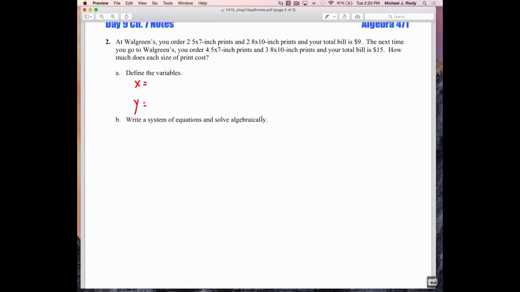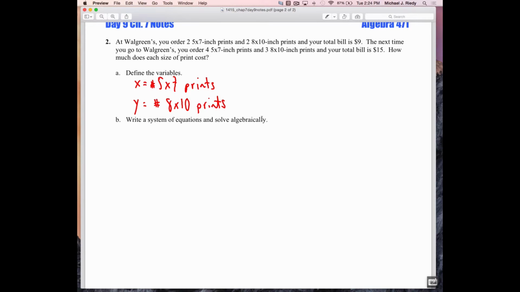What are we buying? Pictures, or what kind of prints? 5x7-inch, 8x10-inch. Beautiful. So what do you want X to represent? 5x7 or 8x10? 5x7. X is the number of 5x7 prints, and therefore Y would equal the number of 8x10 prints. Okay, that's the easy part.